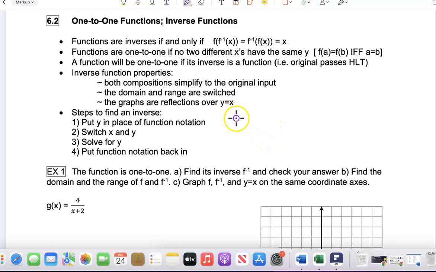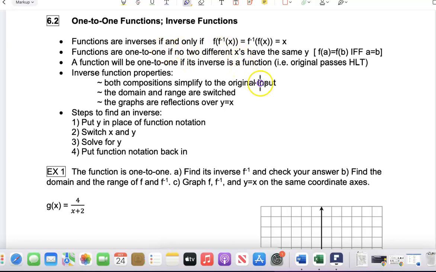All right, today we're going to be talking about one-to-one and inverse functions. So inverse functions you have definitely seen before because they're in Algebra 1. One-to-ones you have if you've taken pre-calc, but if not, it may be new to you. So, the definition for inverse functions.